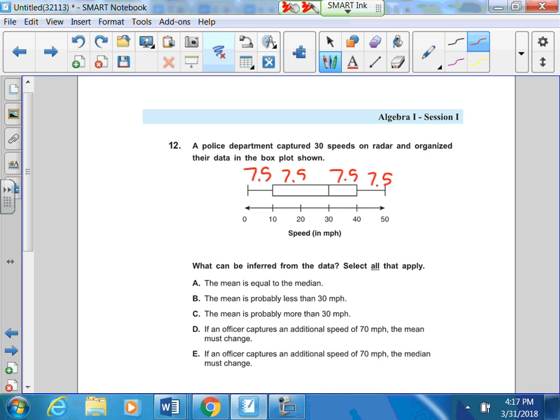Now, since it could be the 10 and the 40, they could be averages. If you find the median and you can get down to two numbers, you add them together and divide by 2. So you basically have 7 or 8 speeds recorded in this range, in this range, in this range, and in this range.